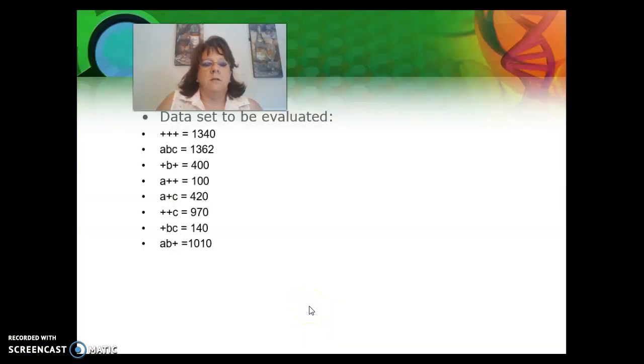Here you'll see this is the data set to be evaluated for this mapping sequence. We have plus at 1340, ABC at 1362, plus B plus at 400, A plus at 100, A plus C at 420, plus C at 970, plus BC at 140, and AB plus at 1010.